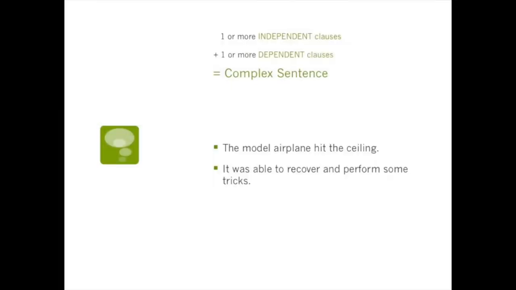We made a complex sentence by adding a subordinating conjunction to the beginning of the first clause. By adding that subordinating conjunction, we turned it from an independent clause that could stand on its own into a dependent clause that needed to be attached to an independent clause in order to make a complete sentence. Our new complex sentence, therefore, was: although the model airplane hit the ceiling, it was able to recover and perform some tricks.